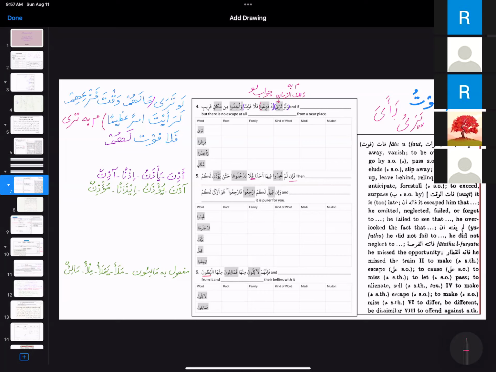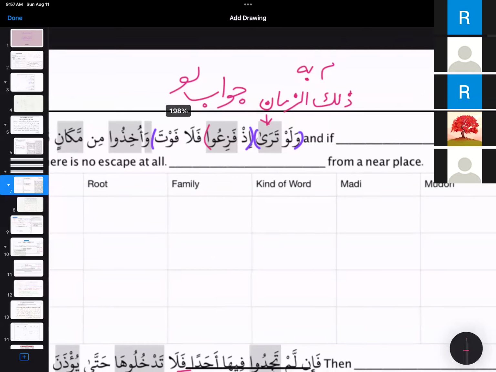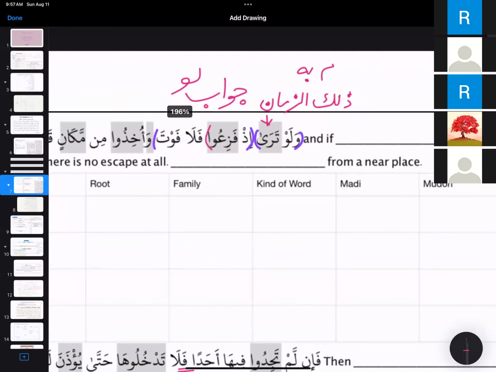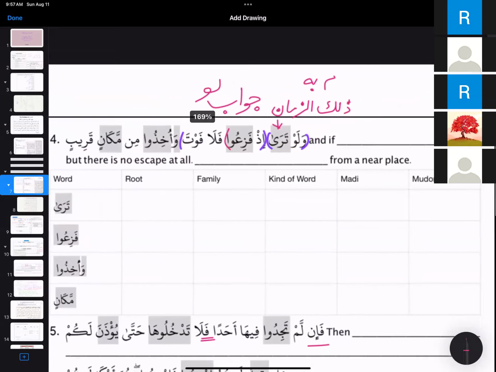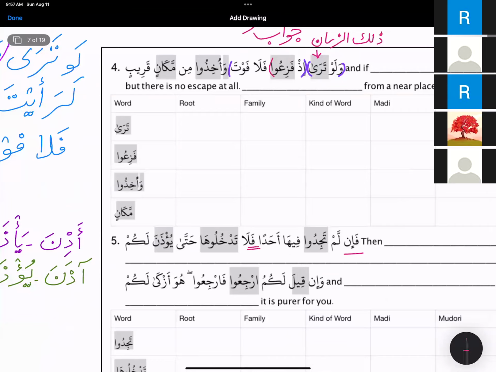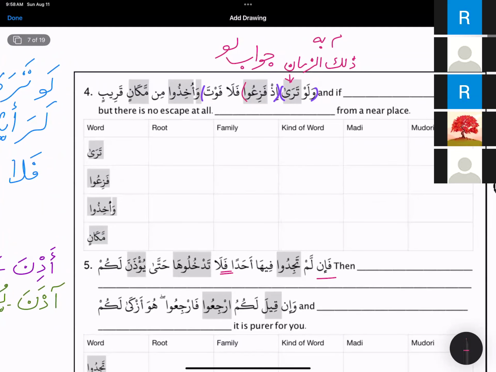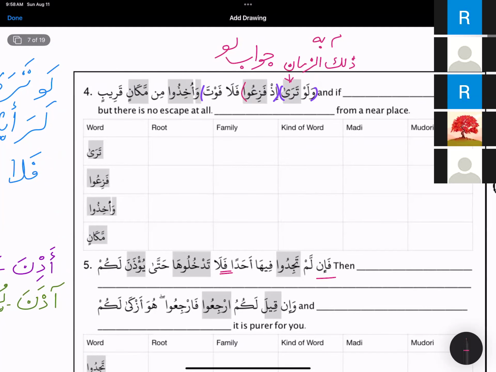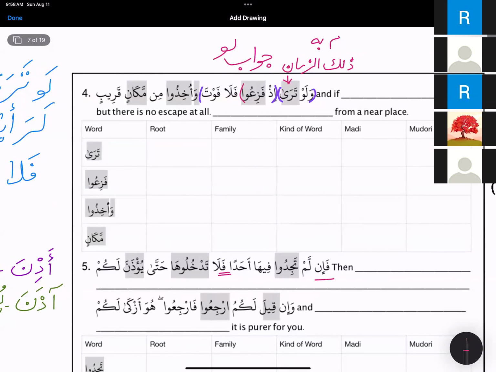So walau tara, so tara. Harf shartiya. Yeah, law is shartiya. What about tara? Fail shart. And what is the fail in there? Fail muzari. Fail mustatir, taqdeer anta. Anta, yes. Walau tara, right? So there is a wish over here. I wish you had seen the scene it is referring to, right? And what is that scene?